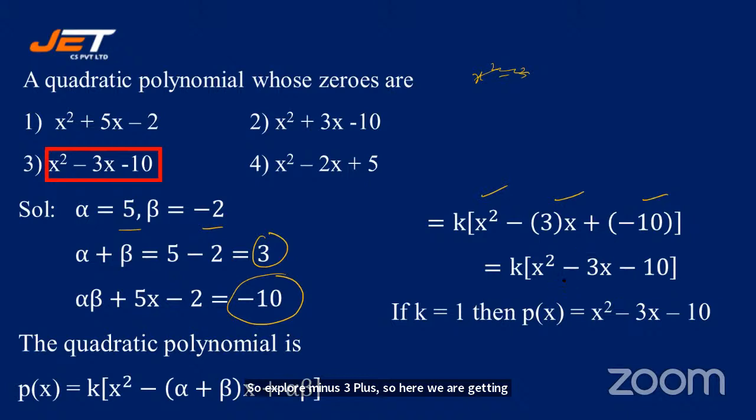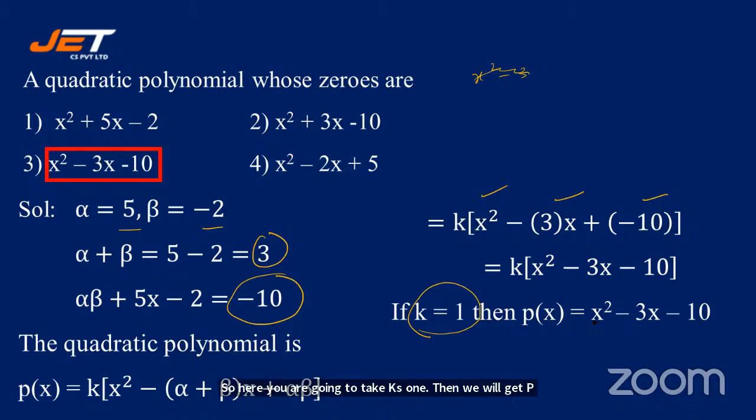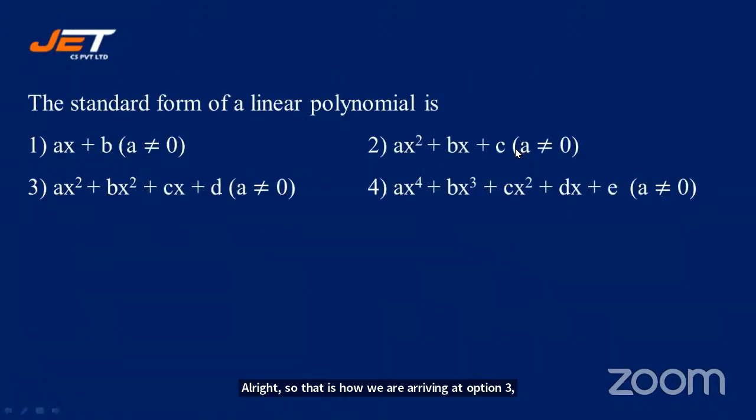So you arrive at k into x square minus 3x minus 10. Here you are going to take k as 1. Then we will get p of x is equal to x square minus 3x minus 10. All right, so that is how we are arriving at option 3, which is the correct answer. Let's move on to the next question.